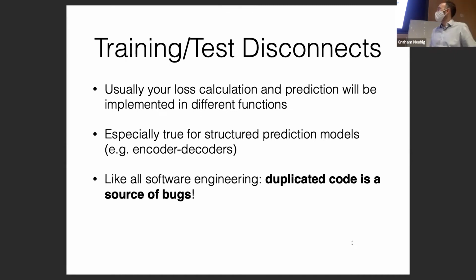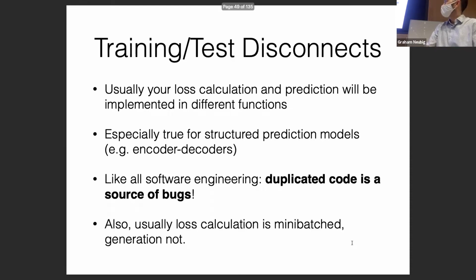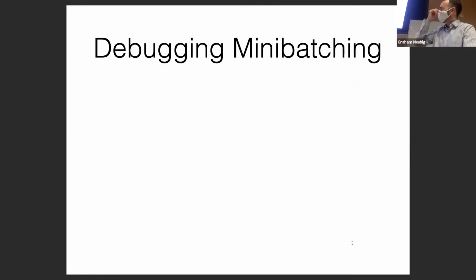An important thing is that this is like software engineering 101, but if you have duplicate code that's doing nearly the same thing, this is a major source of bugs. Another thing is that loss calculation is mini-batched, but very often your generation is not mini-batched if you're generating text. This can be an issue as well, because in mini-batching, you're doing all of your padding and other things like this. But in your non-mini-batch code, you might not be doing this.